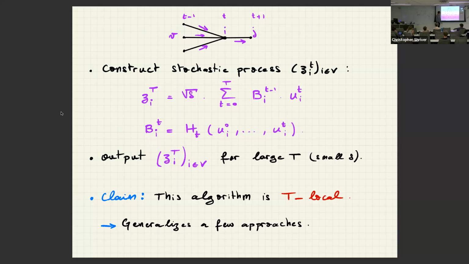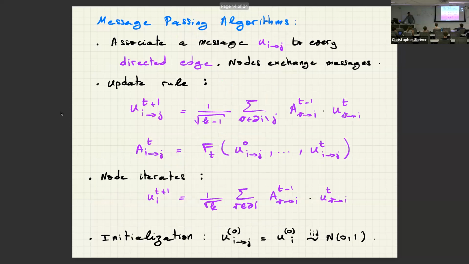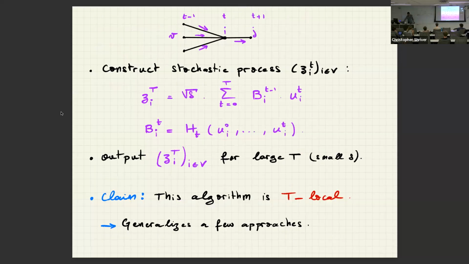And the degrees of freedom that you have is choosing these functions, this one and the previous one. So we're going to have to choose them in a clever way. So this is a general class of algorithms that can be used for almost anything on a graph. And we're going to try to use it to compute the optimal cut values.